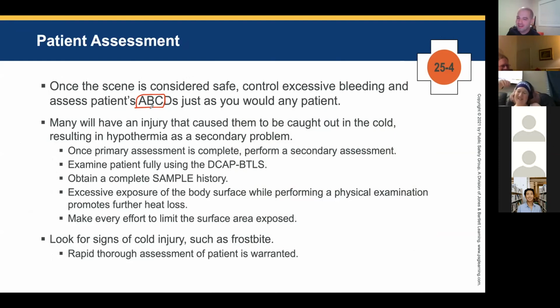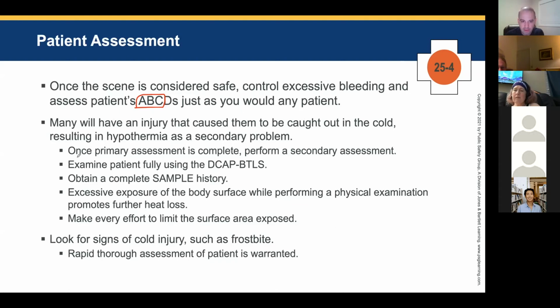Ambulate before carrying, right? So, we want to see if the patients are able to get up, walk around, move around. That'll help give us an extent of what's going on. If they're not able to get up and move and ambulate before carrying, then we can move into our ABCs, right? Airway, breathing, circulation, and disability. So many will have an injury that's caused them to be caught out in the cold, resulting in hypothermia as a secondary problem. So for example, your patient may have a fractured femur, they may have a broken leg, they may have a dislocated shoulder, and they're not able to get up out of the cold.